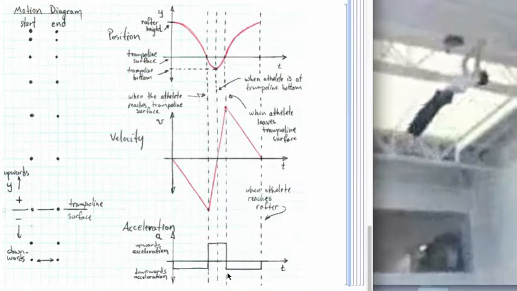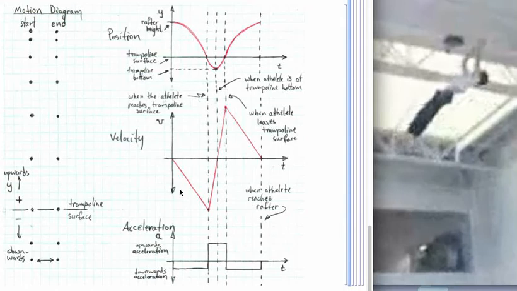So on his way up in this region of the motion diagram, his velocity is decreasing. It was very fast upwards coming out of the trampoline, it slows down, slows down, slows down, and comes to a stop up in the rafters. That means over this entire period of time, his large initial upwards positive velocity decreases down towards zero due to this negative acceleration.